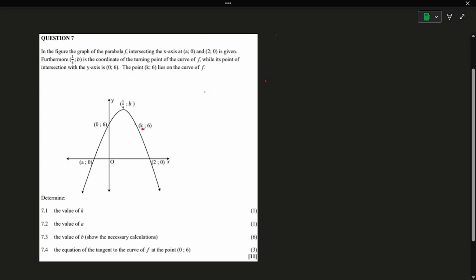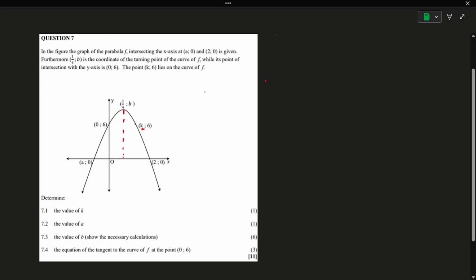One property of a parabolic function is that it is symmetric about its turning point. What does that mean? It means if I were to cut this function in half like this, this half would mirror this half, right? So that is what we mean by symmetric about the turning point.